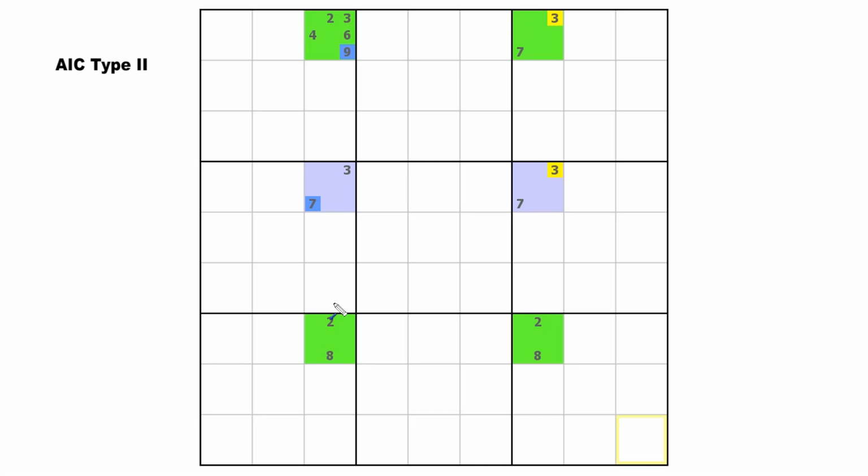For instance, if we had an AIC Type II that began with this candidate 9 with a strong link coming out of that cell and ended with a strong link going into this 3 on that cell, the end digit does indeed appear in the start cell, so you could eliminate that 3. But since there is no 9 in this cell, there's nothing you can do here, and even though it's a bi-value cell, you cannot solve the cell. The only thing you could do in this situation is eliminate this red circled 3.